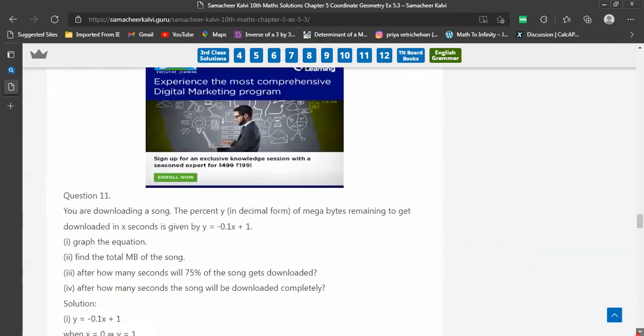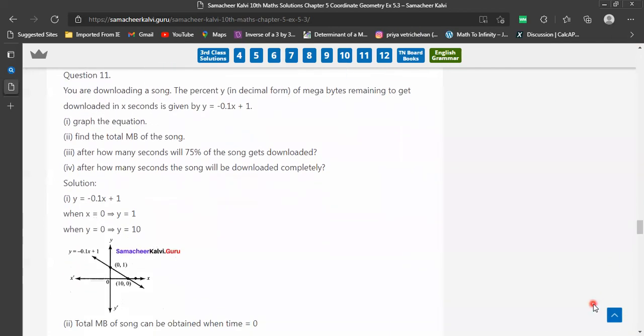Okay, so question number 11. You're downloading a song. The percent y of megabytes remaining to get downloaded in x seconds is given by y is equal to -0.1 into x plus 1. They're asking us to graph the equation, find the total MB of the song. After how many seconds will 75% of the song get downloaded? And after how many seconds will the song be downloaded completely? Okay, like a case study kind of question.